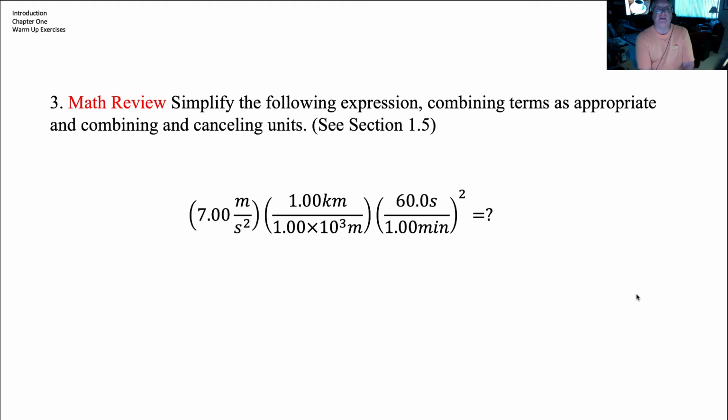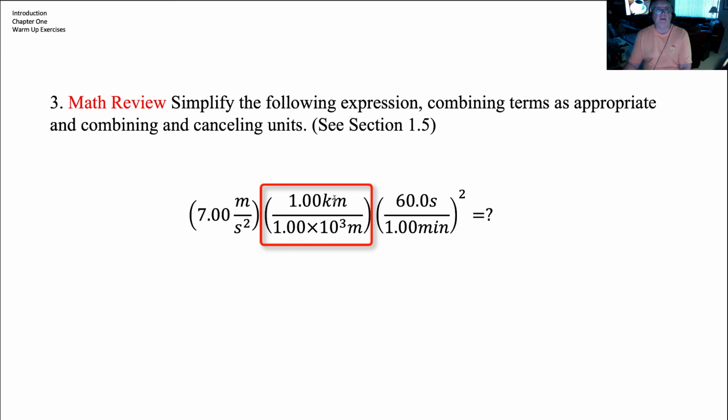Number 3 says simplify the following expression, combining terms as appropriate and combining and canceling units. You'll notice in your text, and I've put it here, which section this comes from. So we have 7.00. Again, we're maintaining our significant figures here. Meters per second squared. We're going to find out later that meters per second squared is a very important unit of acceleration. Then 1.00 kilometers per 1.00 times 10 to the third meters.